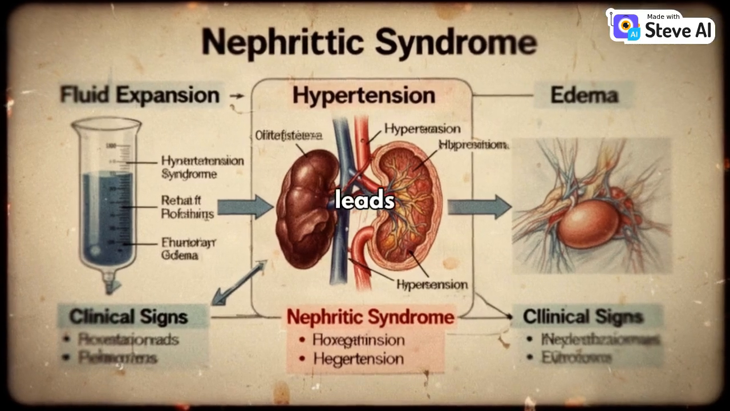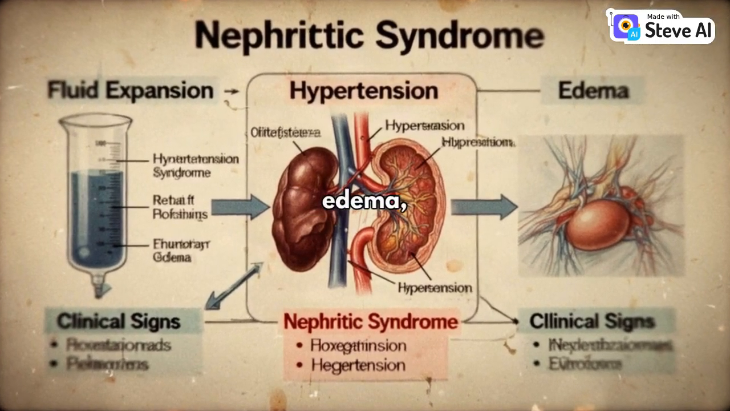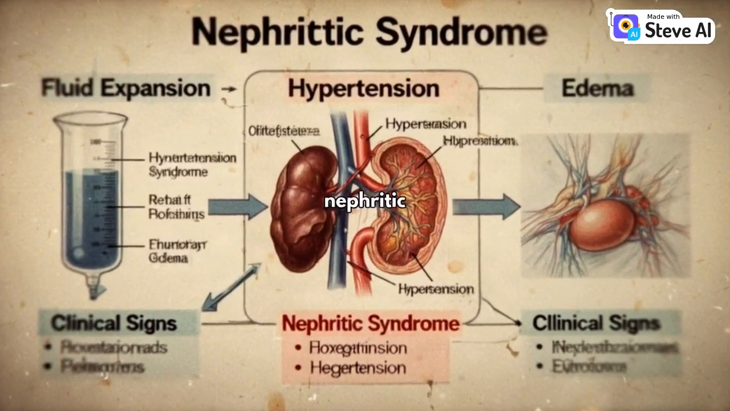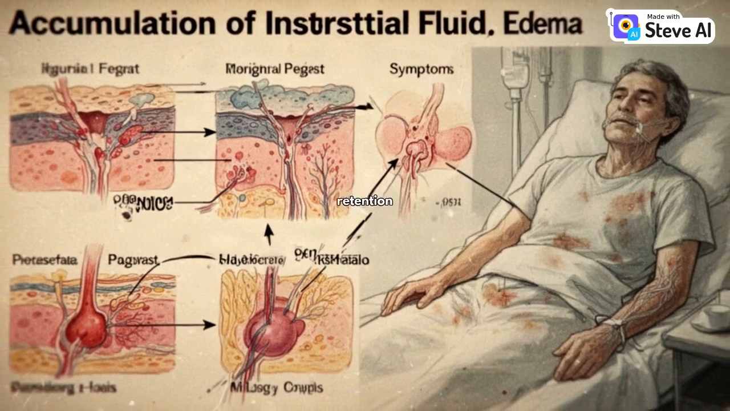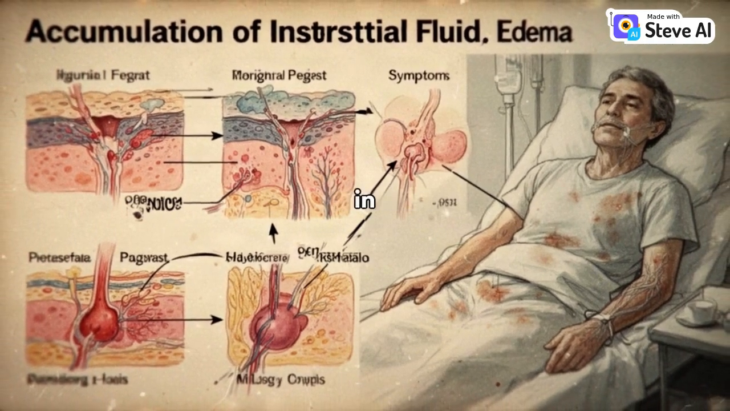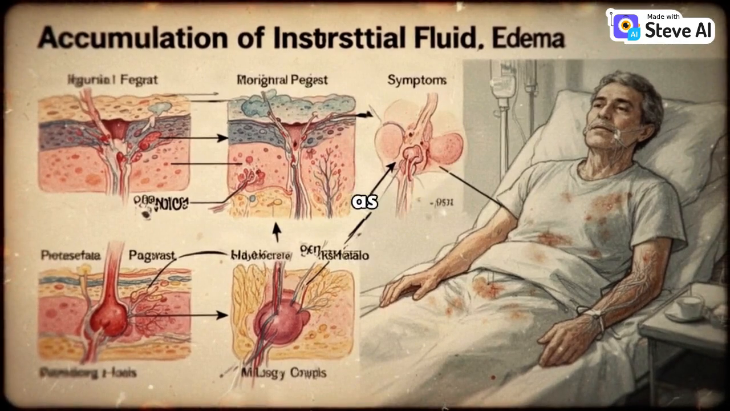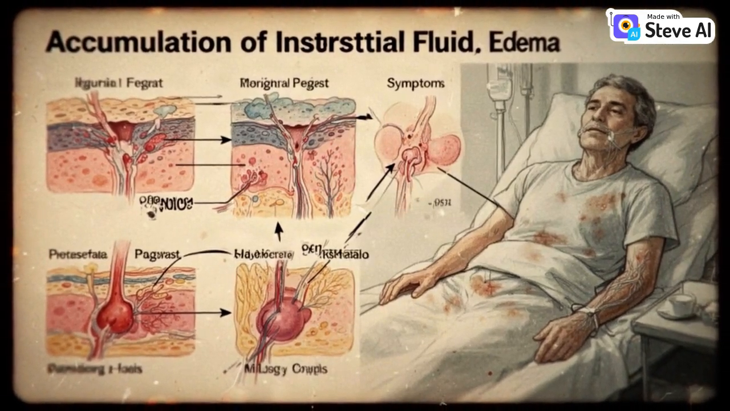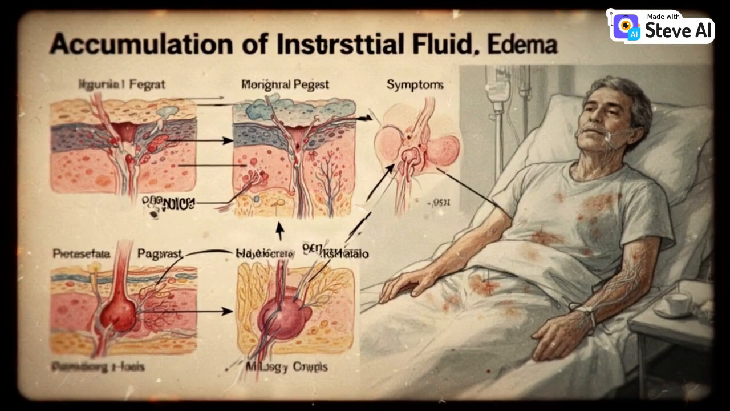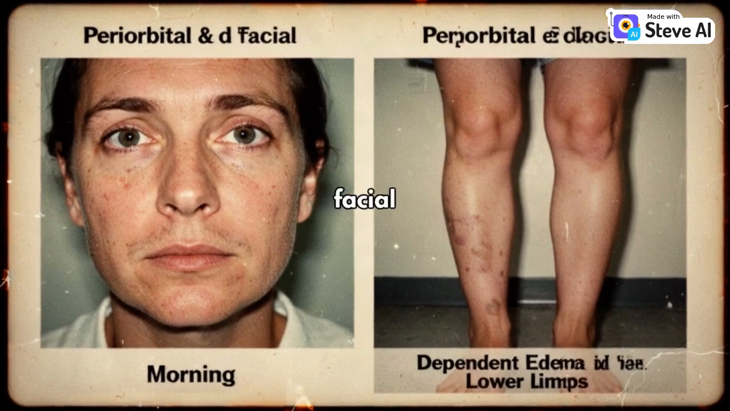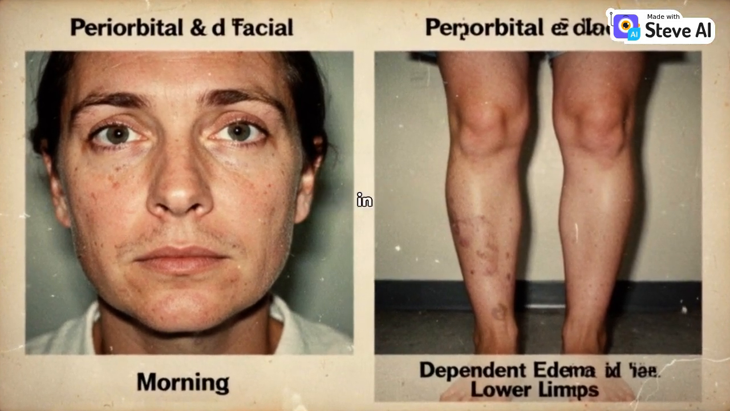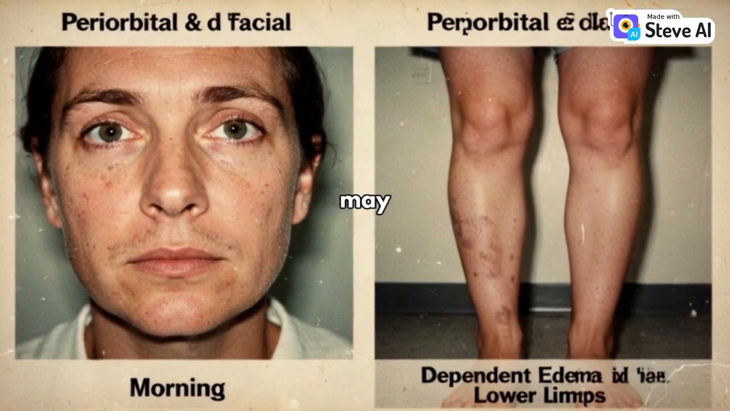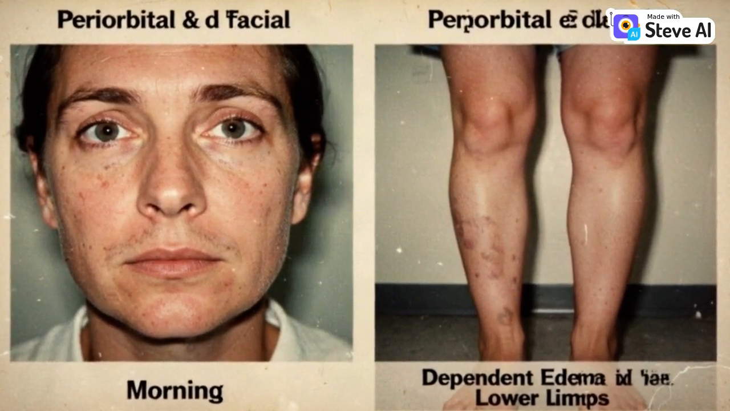This expansion leads to hypertension and edema, significant clinical signs of nephritic syndrome. The body's water and sodium retention causes an increase in extracellular fluid, resulting in elevated blood pressure and interstitial fluid accumulation, manifesting as edema. Notably, periorbital and facial edema may be particularly prominent, especially in the mornings, while dependent edema may occur in the lower limbs.